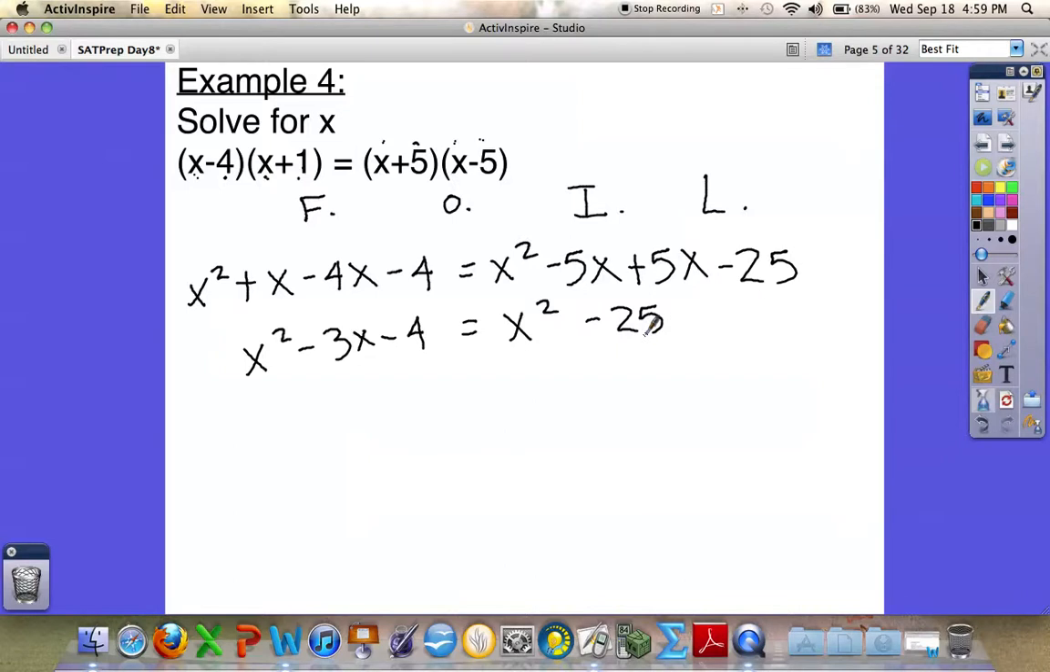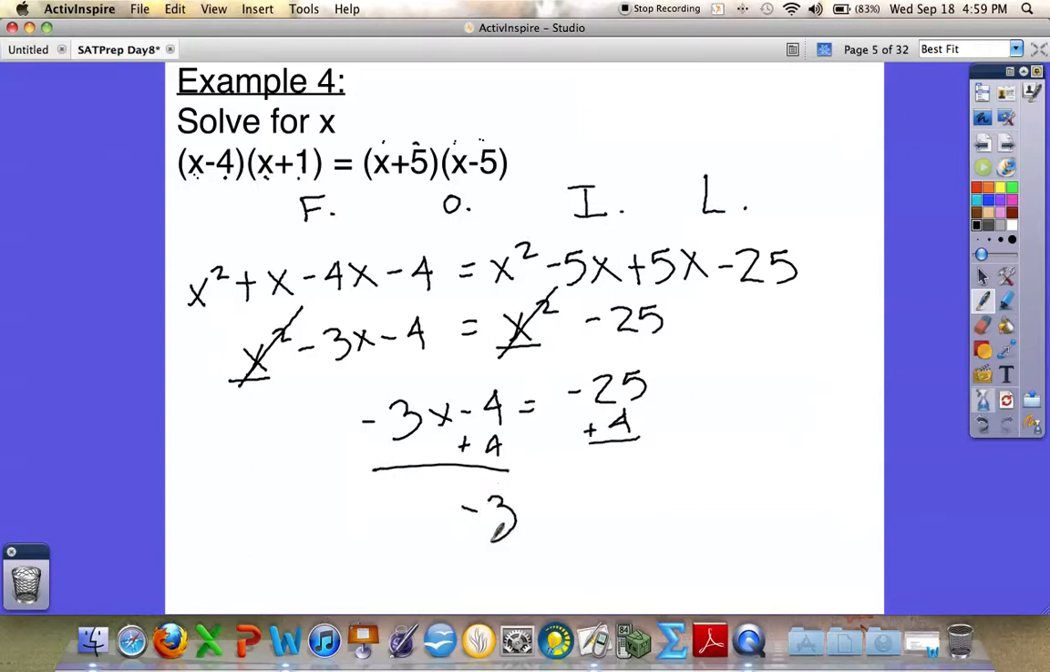And again, notice, the x squareds occur on both sides of the equation. So if I were to subtract x squared from each side, they go away. And now I have negative 3x minus 4 equals negative 25. Adding 4 to both sides, I get negative 3x equals negative 21. So x is a positive 7.